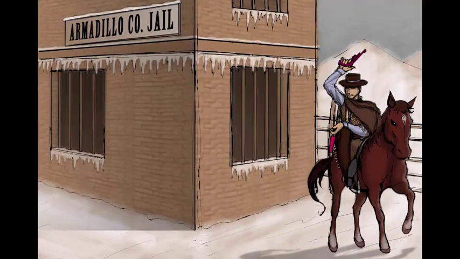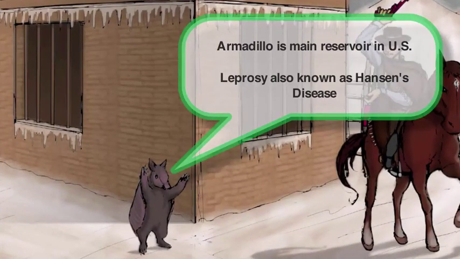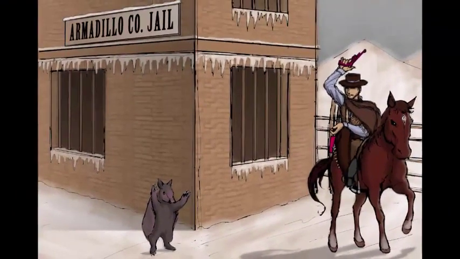To drive it in further, we're going to draw a little armadillo down here in the front, and his name's Hansen. Why? You may also hear leprosy being referred to as Hansen's disease. And in some parts of the US, it's even referred to as bop-a-dooba-dop disease.